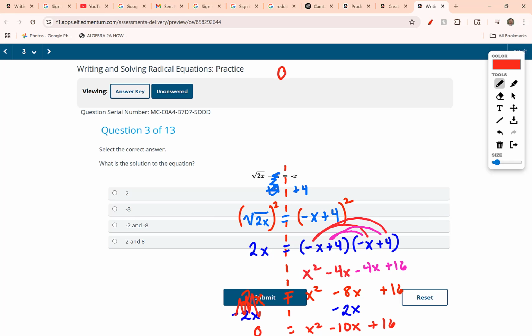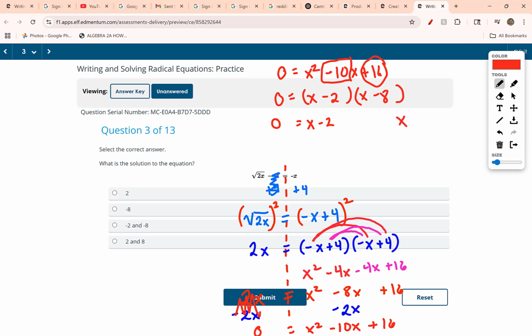I'm going to rewrite it up here at the top. You could do the quadratic formula, but if you recognize that this can be factored, that would be quicker. We're looking for two numbers that multiply together to give us 16 and add together to give us negative 10. It's negative 2 and negative 8. Negative 2 times negative 8 is positive 16, and negative 2 plus negative 8 is negative 10. And then our last step is we take each of those factors, set each one of them equal to 0 independently, and solve these for x to get our solutions.